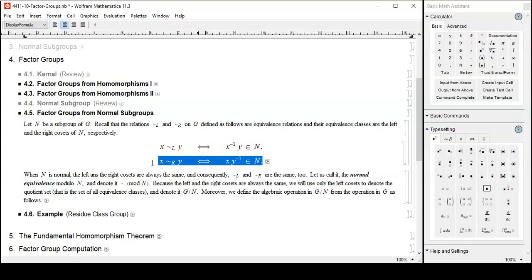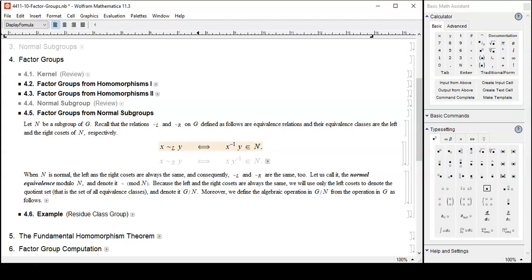Let's completely disregard this and focus upon this one only. And then we're not going to call it left relation anymore, because left and right, they're the same. Left coset and right coset are the same, so let's rename those as normal equivalence relation. More precisely speaking, normal equivalence modulo N, because it originated from subgroup N, which is a normal subgroup.